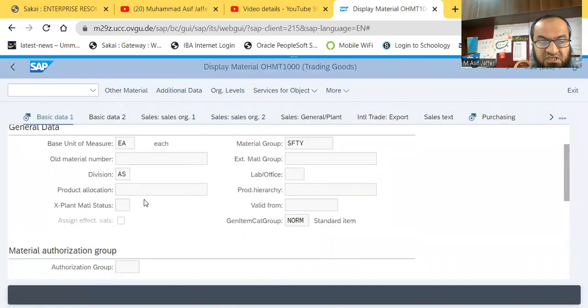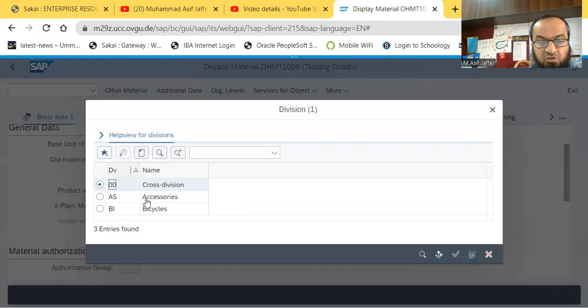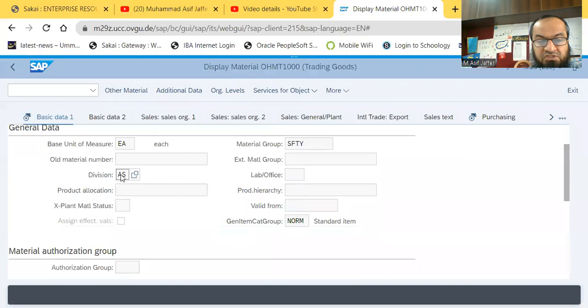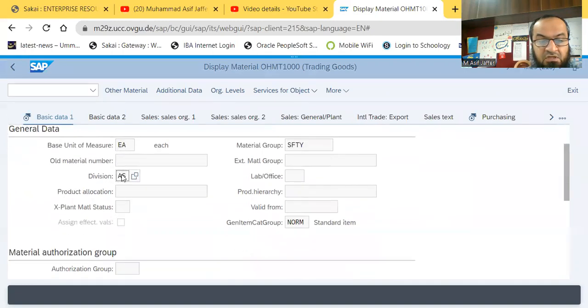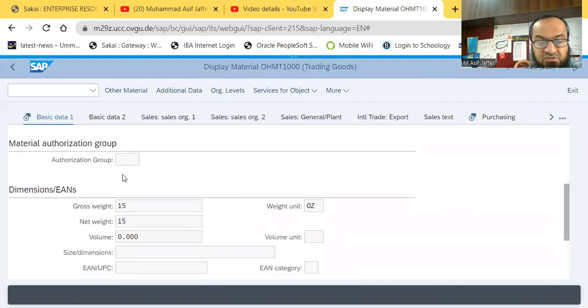So the basic data one says the division is AS, which corresponds to accessories. BI corresponds to bikes and 00 corresponds to cross division. There may be some product listed in the cross division, which is being sold in both the divisions. So you can conceptualize division. We will discuss details in the sales and distribution module in terms of product lines. So this is some general data: gross weight, net weight, volume.